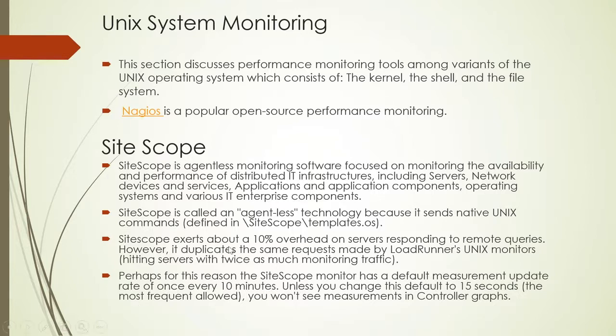As I said, SiteScope exerts about a 10% overhead on servers responding to the remote queries. However, it duplicates the same request made by LoadRunner's Unix monitors, hitting servers with twice as much monitoring traffic. So if LoadRunner's Unix monitors hit servers for 5 seconds, SiteScope will hit 2 times in 5 seconds. Perhaps for this reason, the SiteScope monitor has a default measurement update rate of once every 10 minutes. This is very tool specific information. The default rate has to be set to 15 seconds in order to get some data in the Controller graphs.